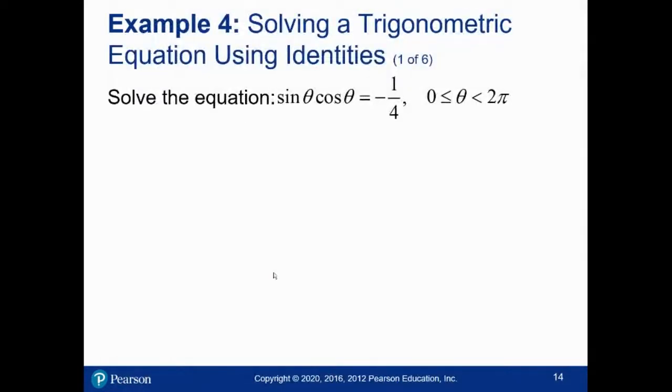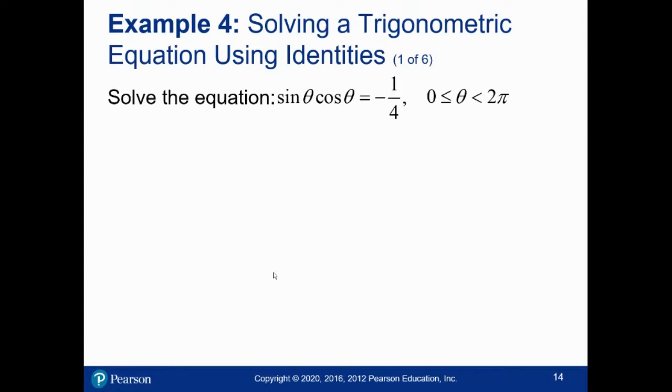Okay. Can we find all angles between 0 and 2 pi so that the sine of theta times the cosine of theta is -1/4? And remember, this doesn't mean, for example, that one of them is a half and one of them is minus a half. It just means their product is -1/4, and there are lots of ways that could happen.